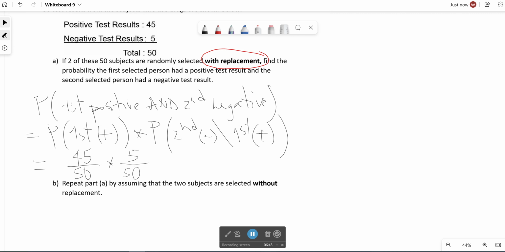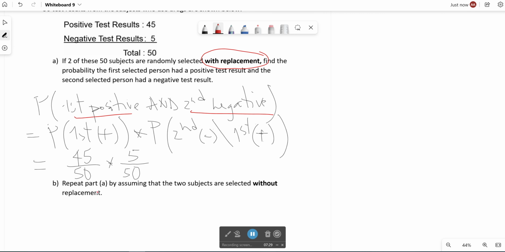Now, one thing to note here is that because the selection was made with replacement, these two events were independent. So the probability that the second person tested negative, given that the first person tested positive, was the same as if we had disregarded the fact that the first person tested positive. It would have still been 5 over 50. Again, because these two events in this case are independent. Now, moving on to the next question.